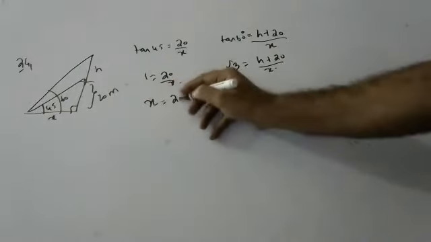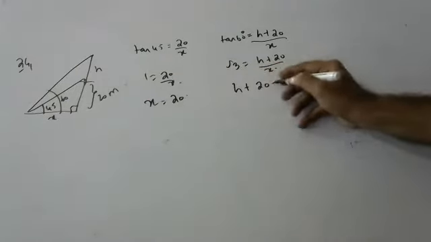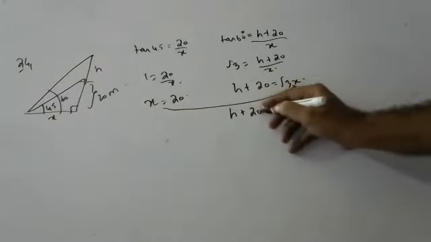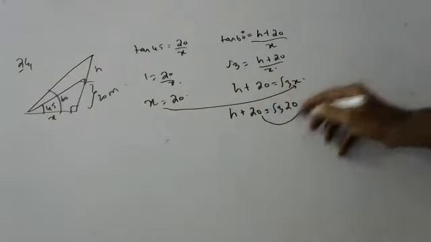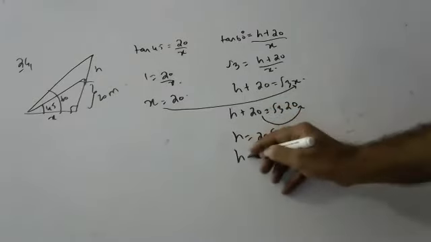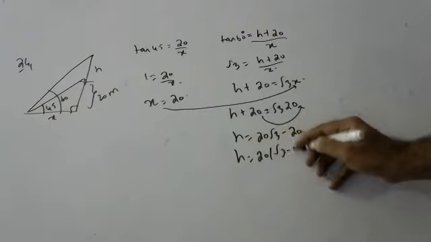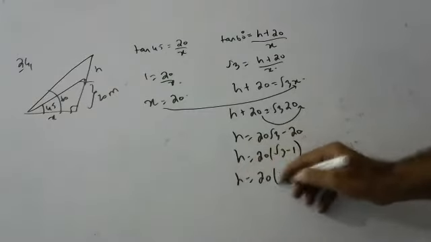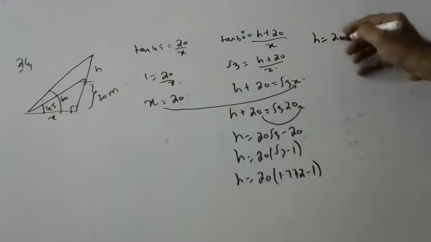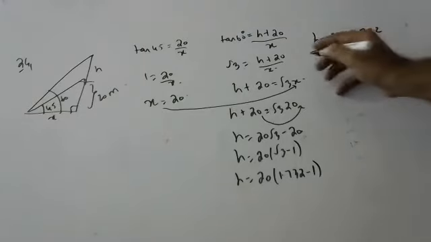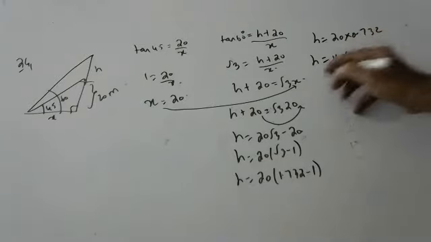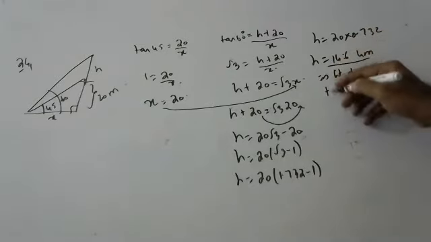Okay. X is equal to 20. H plus 20 is equal to root 3x. H plus 20 is equal to 20 root 3, so h is 20 root 3 minus 20. Take 20 common. 20 into root 3 minus 1. H is equal to 20 into 0.732. H is equal to 14.64 meters, the height of the transmission tower.